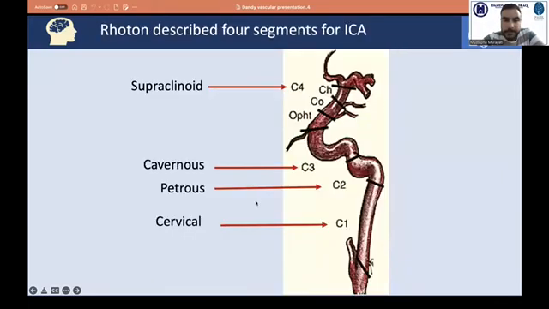Okay. As I mentioned, there are many classifications to segment the ICA. For example, Rhoton described 4 segments for the ICA, from C1 to C4, from proximal to distal. C1 is the cervical segment in the neck. C2 is the petrous segment in the petrous part of the temporal bone. C3 is the cavernous segment in the cavernous sinus. C4 is the supraclinoid segment. And more details to be added here. The C4 segment has 3 segments inside it. We will talk about the details of them later.